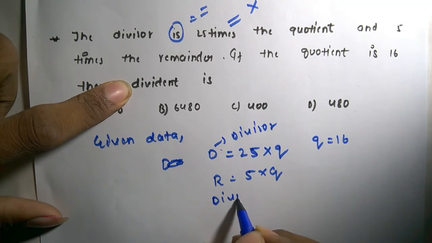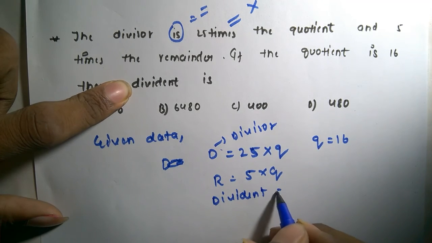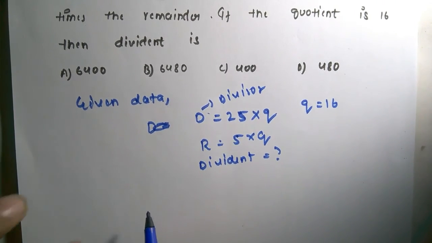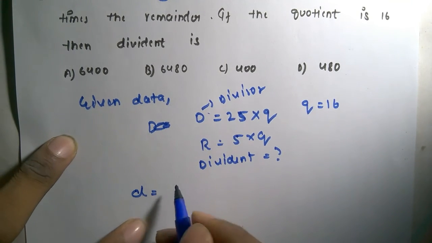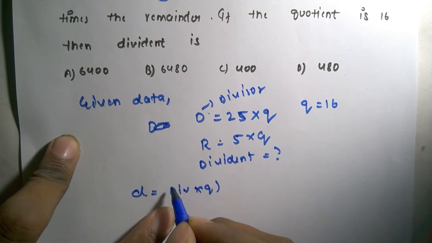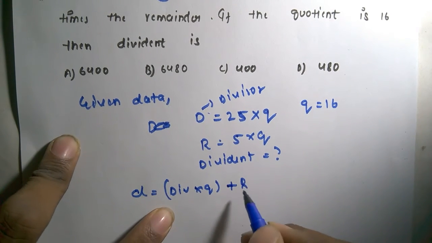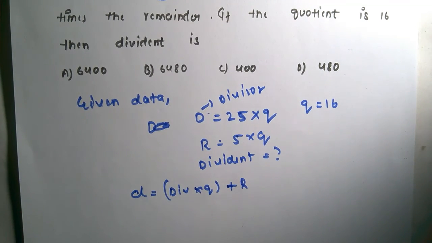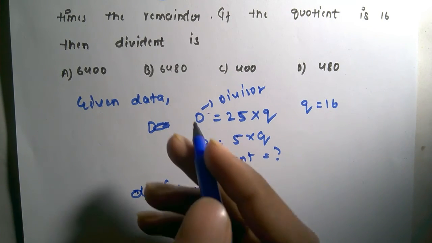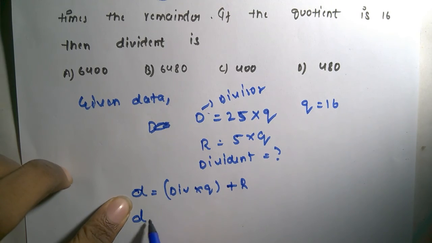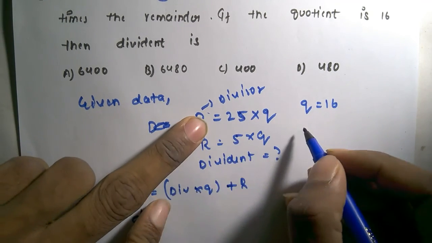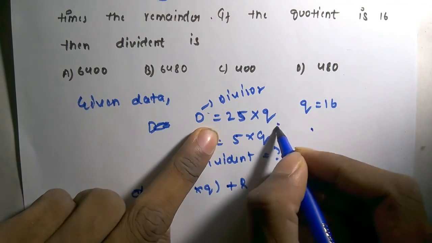So he was asking the dividend. So here we have a small formula, friends. The small formula is: dividend is equal to divisor into quotient plus remainder. We have discussed this in our previous question. Okay, so this is a small formula. You have to remember this formula in order to get the answer. Okay, so dividend is equal to divisor. So what is the divisor? 25. So let us solve this divisor.